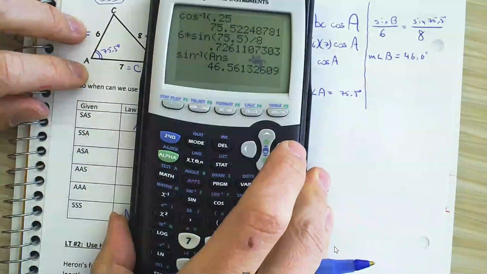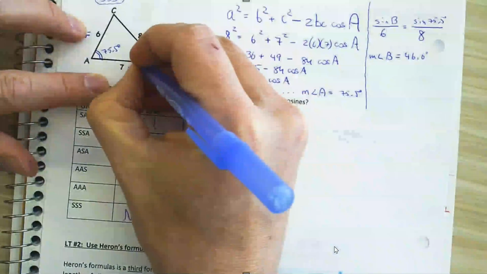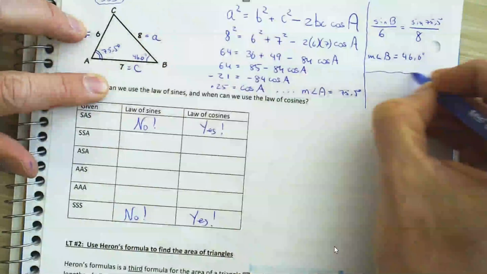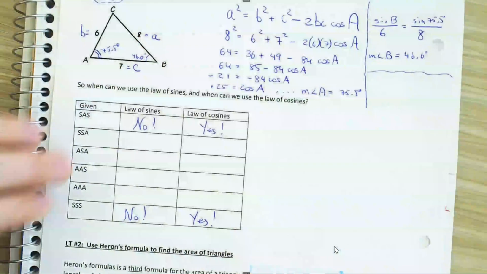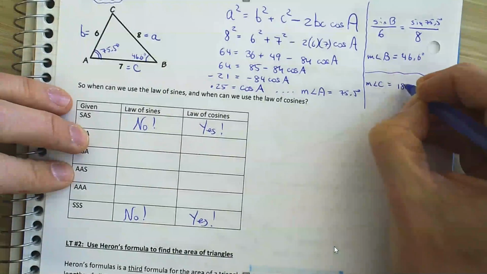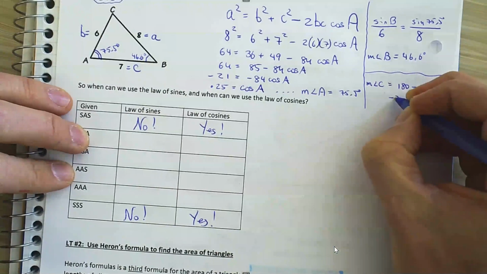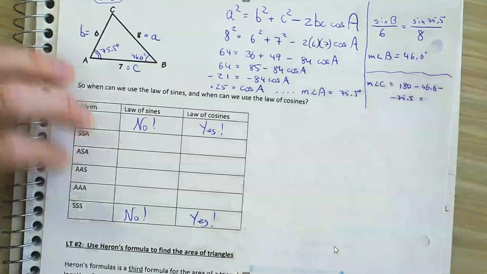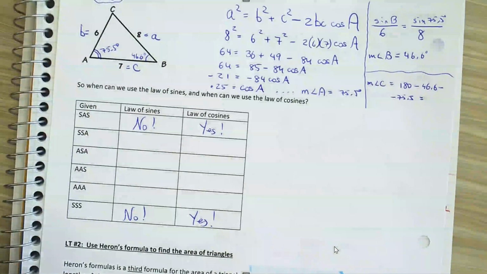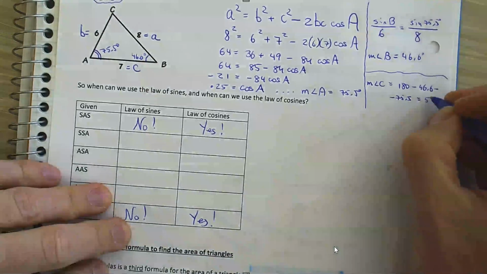The reason I chose to do B next is that it was the smallest angle, so I knew it was going to be acute. And once you have that, the last one is just fifth grade math. So the measure of angle C is 180 minus 46.6 minus 75.5, and that's going to equal something. 57.9.